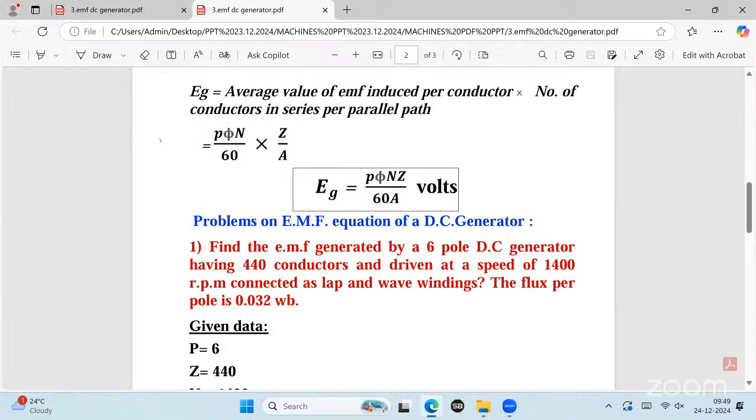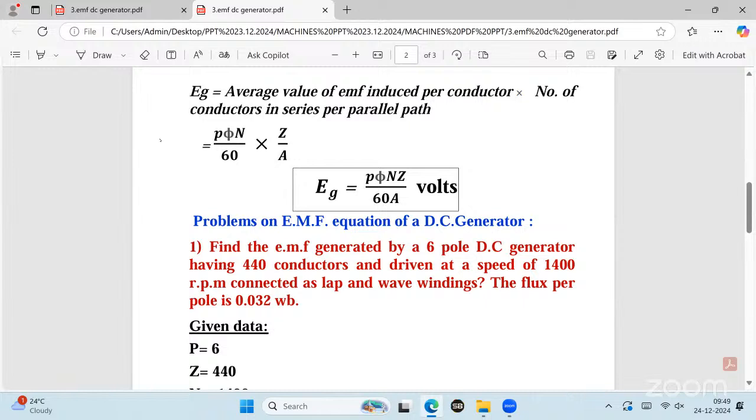How many poles are there in the design? What is the flux flowing in the design? With what speed is the armature rotating in the magnetic field? I'll give some design. You find out how much voltage has been generated in the copper wire, called the conductor. We'll give one design.